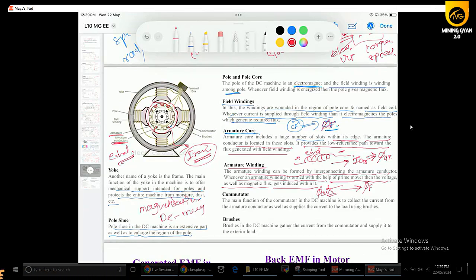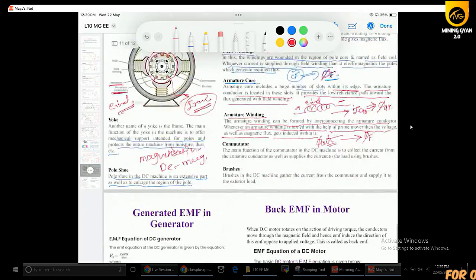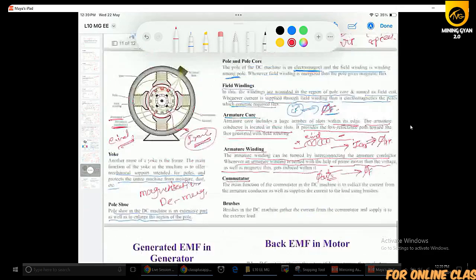Okay, so these are the two phenomena. Then next is the commutator. Where is the commutator?